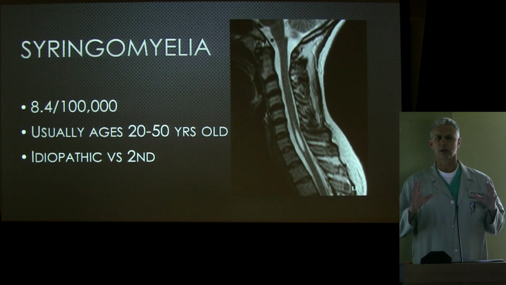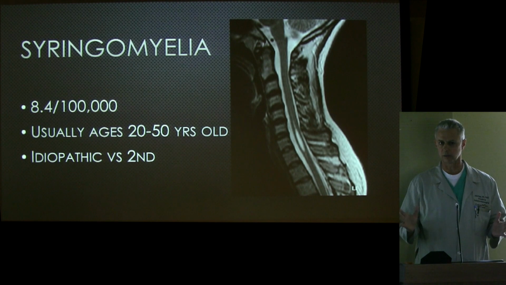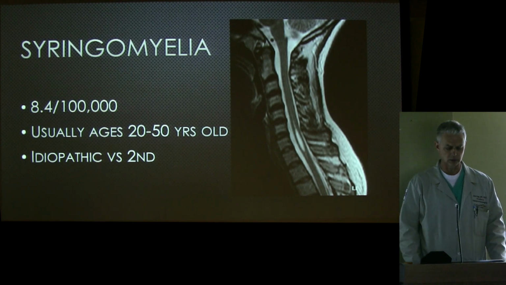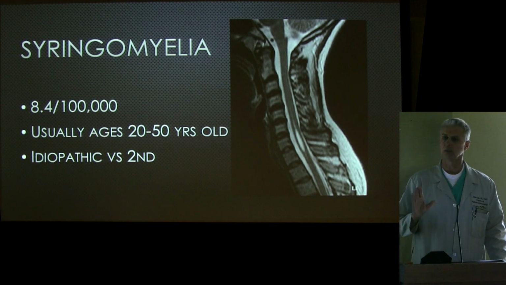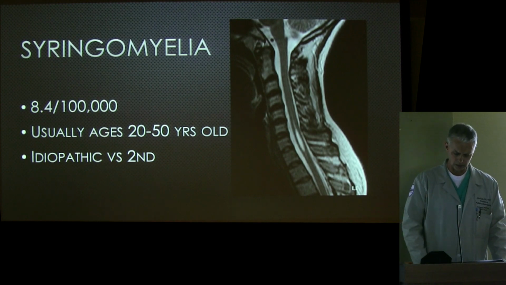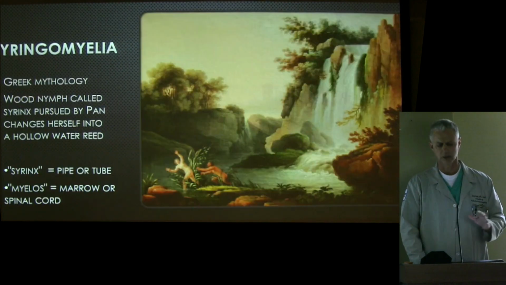Let's step back and talk about syringomyelia for a second. This is fairly common in the Chiari population. In the general population, it's about 8 per 100,000, usually in the middle age group. And the causes are generalized into idiopathic versus secondary.